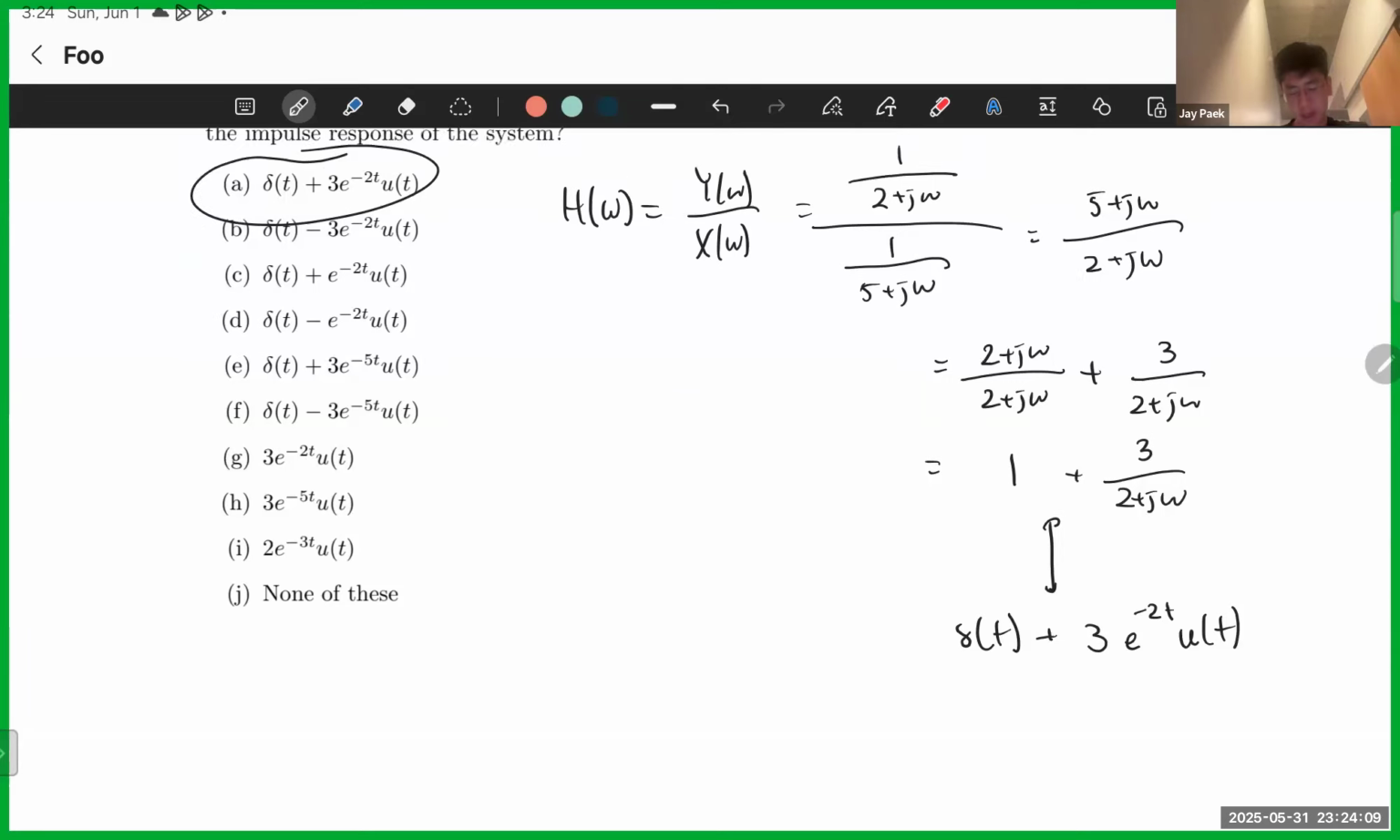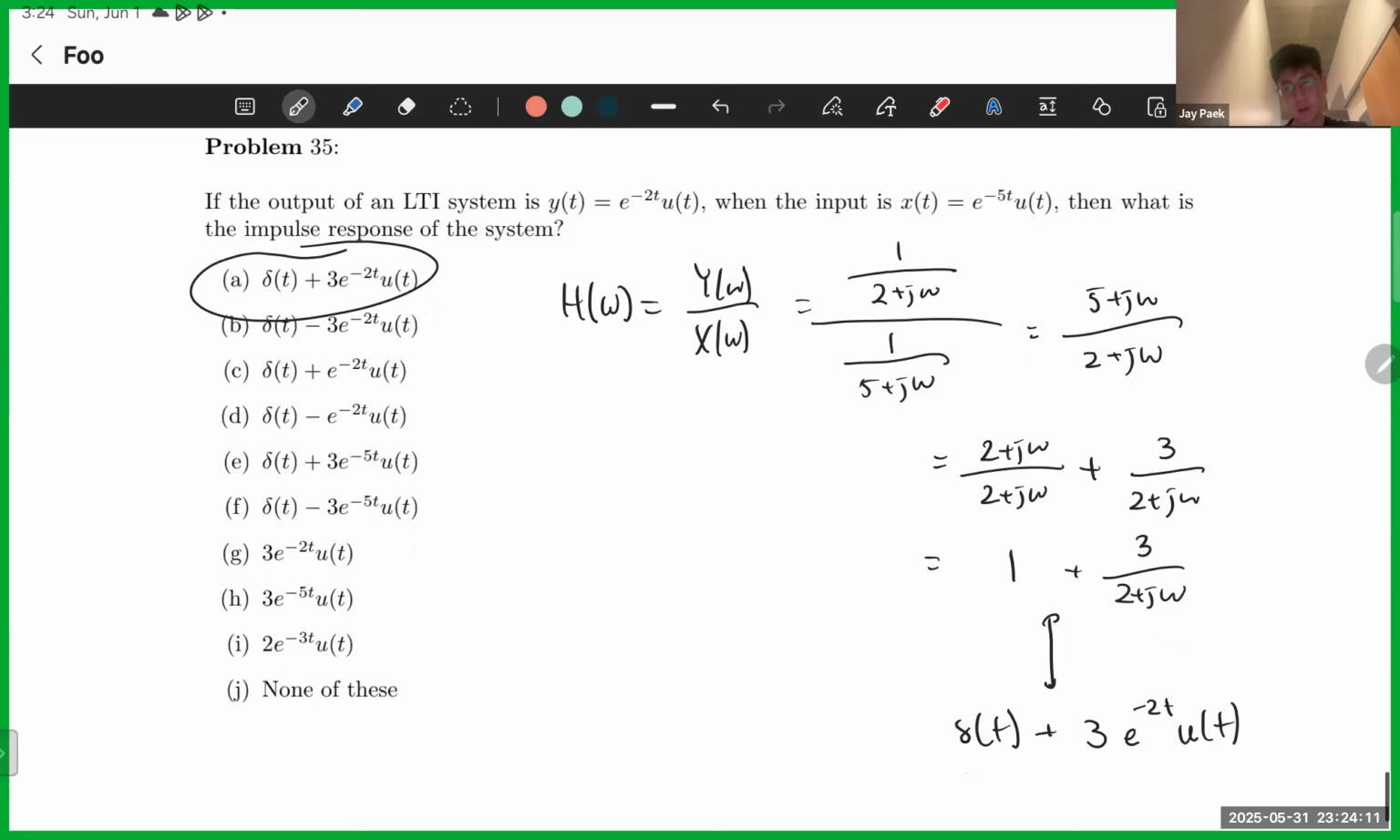The only thing is that you don't necessarily have information regarding the causality or anti-causality, which is why it'll be a little iffy. But if the algebra worked for you, then it'll be fine. And furthermore, all the answer choices say it's just the normal u of t. So in this case, yes, it would be fine. But yeah, this would be the intended route.